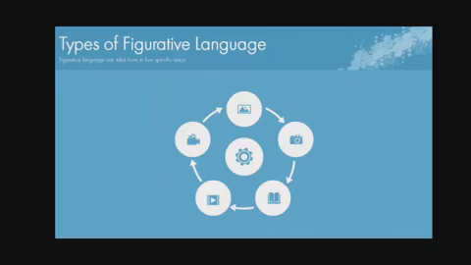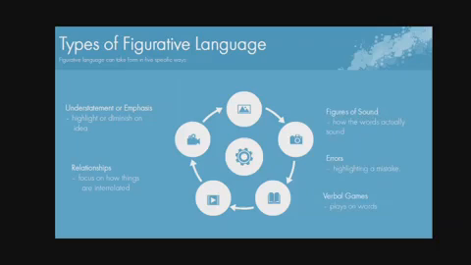Types of figurative language. Figurative language can take form in 5 specific ways. First, understatement or emphasis means to highlight or diminish an idea. Second, relationships focus on how things are interrelated. Figures of sound focus on how the words actually sound. Errors highlight a mistake. And last, verbal games, which is plays on words.